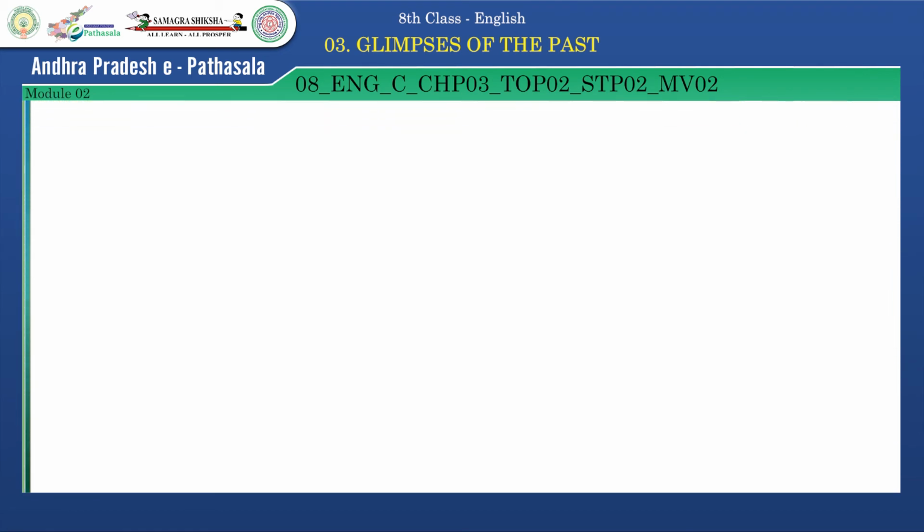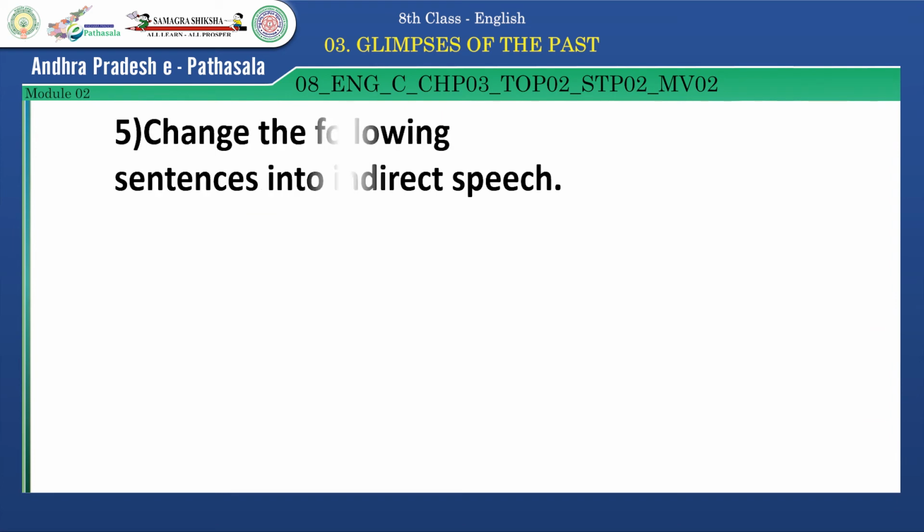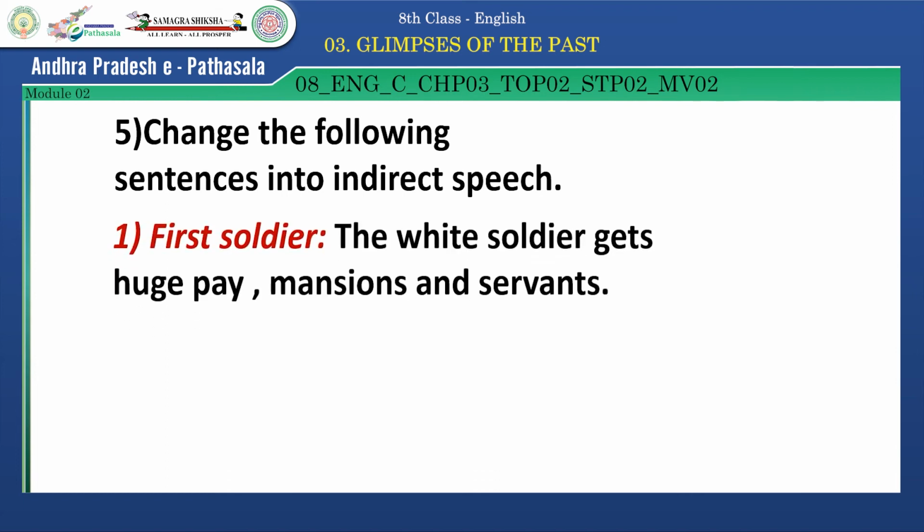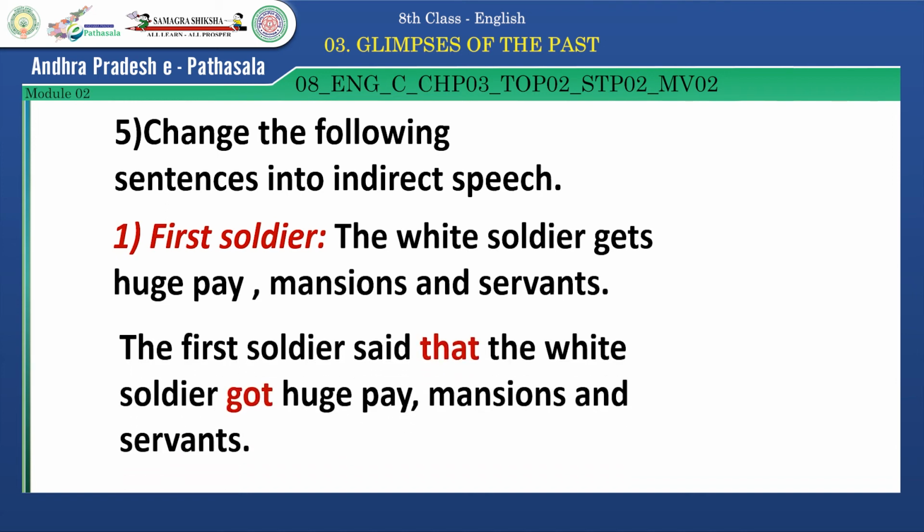So here is a question on your screen. Change the following sentences into indirect speech. Your question now. The first soldier: the white soldier gets huge pay, mansions and servants. Who is ready with the answer? Go ahead. The first soldier said that the white soldier got huge pay, mansions and servants. Excellent job.